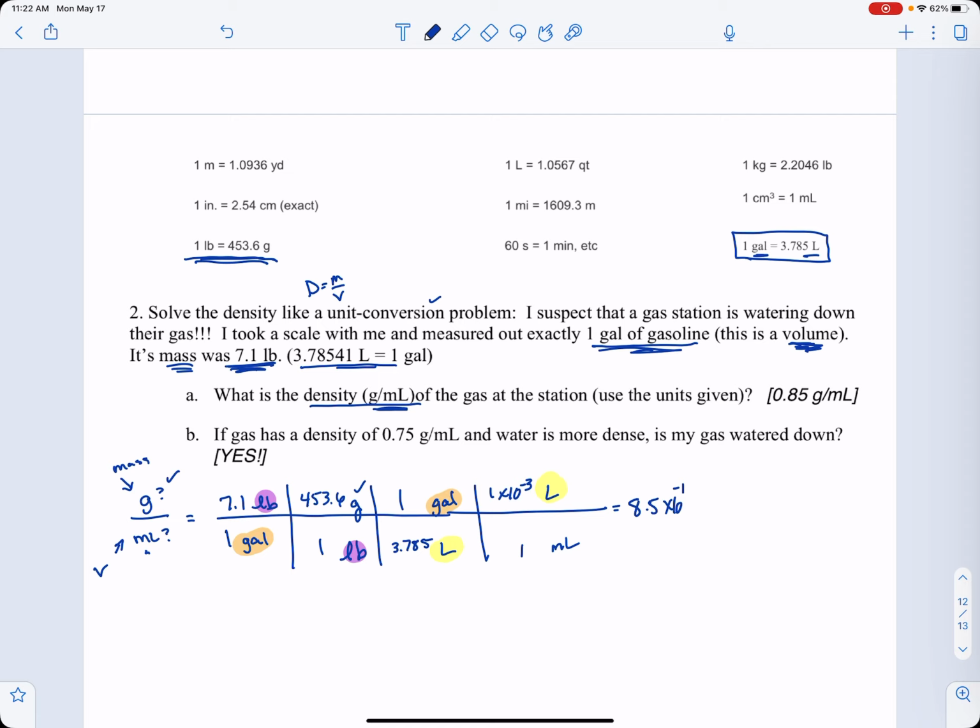We'll double check them for sig figs here. This is 2 sig figs, 4 sig figs, 4 sig figs. So it looks like I need to go with the 2 sig figs. This one is exact because it's all in the metric chart. So I'm good to go on here.